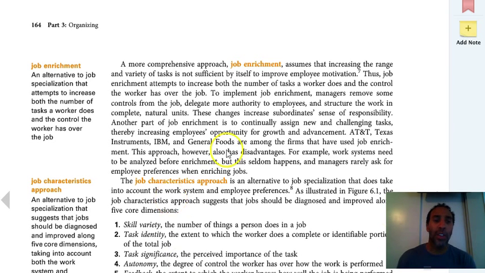Job enrichment. This is an alternative to job specialization that attempts to increase both the number of tasks a worker does and the control the worker has over the job. So not only are we increasing your tasks, we're now increasing how much involvement and how much control you have over this particular task, so you really feel like it is truly your own.